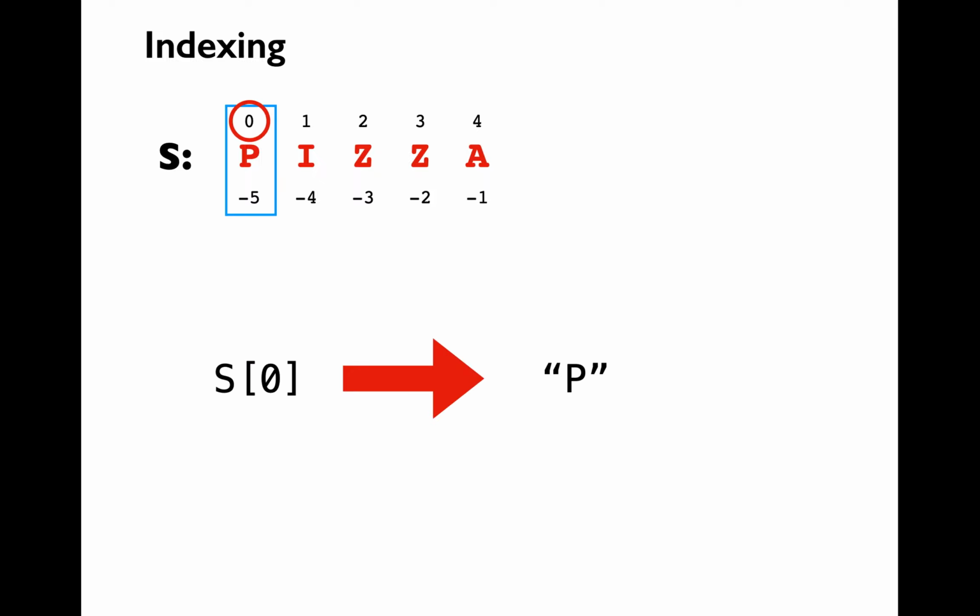What if you want to get the character P out? You'll just say S of 0 or S of -5, correct? What about getting the character I out? You'll say S of 1 or S of -4. What if you wanted to get the character A here out? That's going to be S of -1 or S of 4.